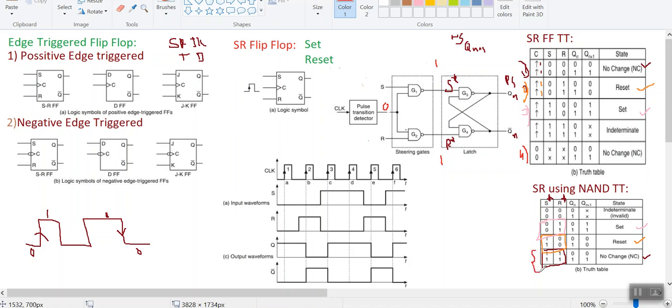S star is 1, R star is 1. So here you can observe no change state is occurring. Therefore my output at this particular flip flop also has no change state occurring. So this is my fourth case. Now I would like to explain the fifth case.